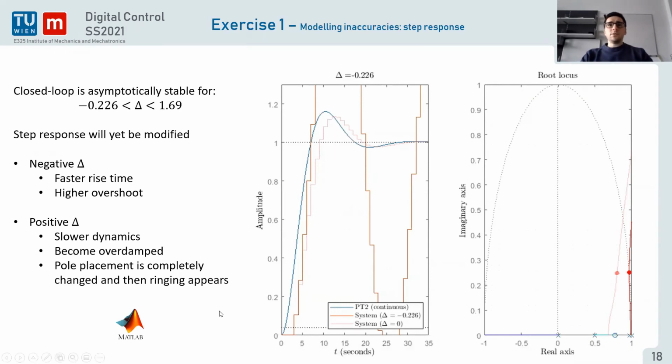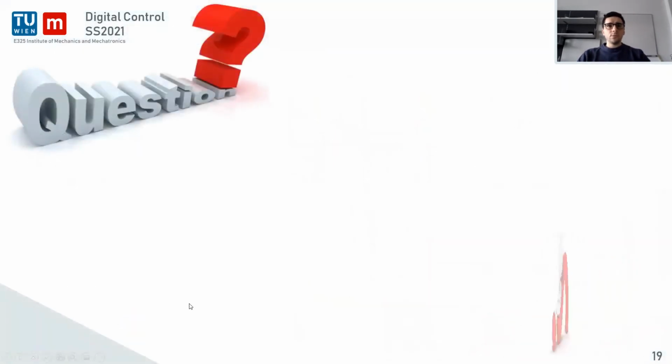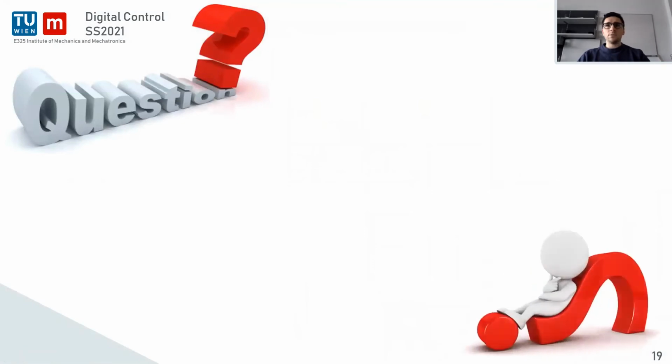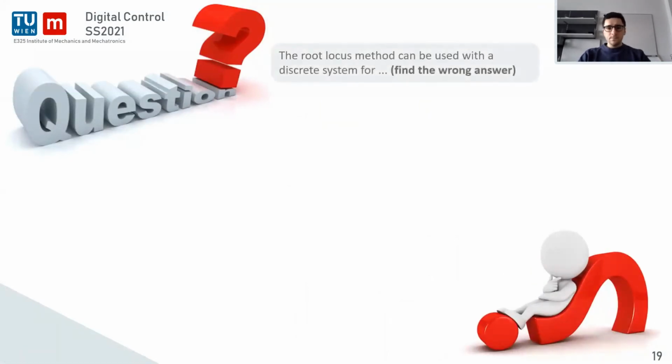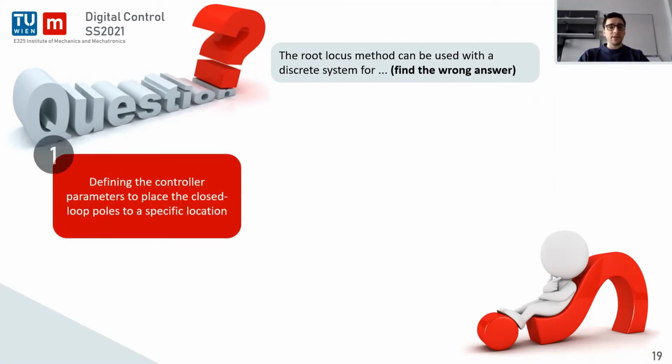If there's no question, we can move to the first question, which will eventually summarize what I've been talking about. So this question is quite simple. The root locus method can be used with a discrete time system for, and you have to find the one wrong answer. All the other statements are perfectly correct.